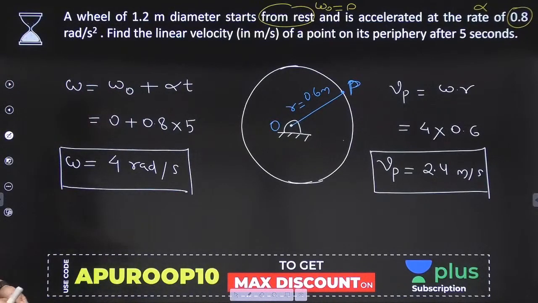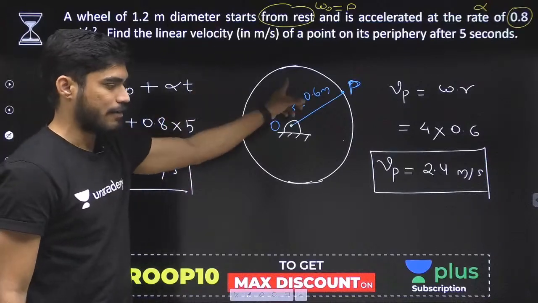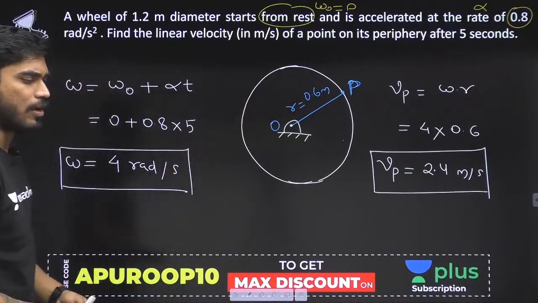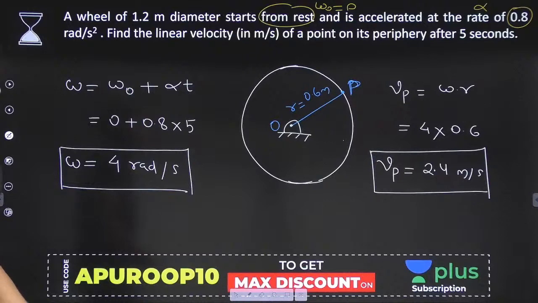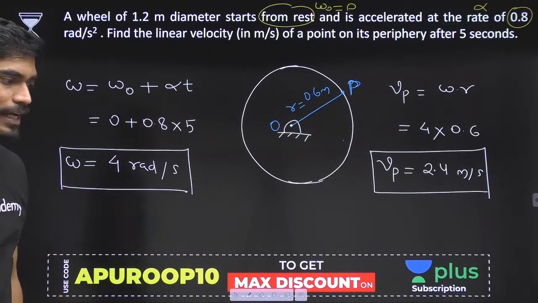So do you understand how you can calculate linear velocity, linear acceleration? You can also calculate acceleration based on the value of alpha and omega.